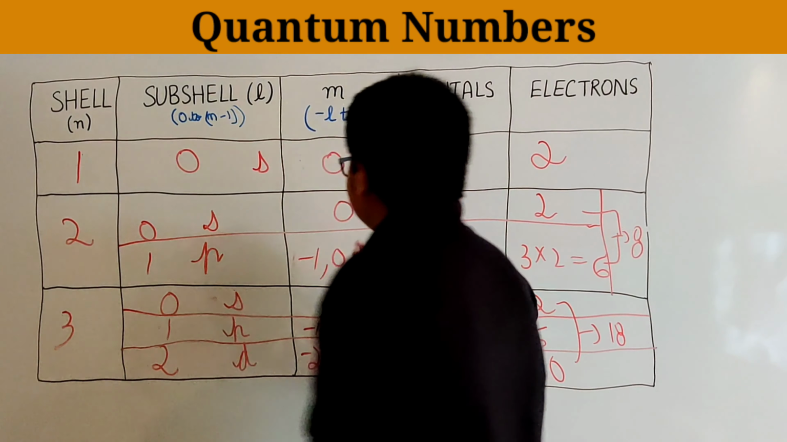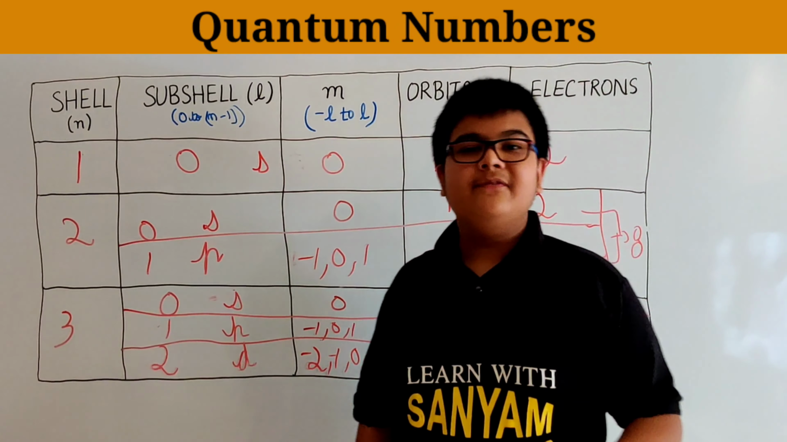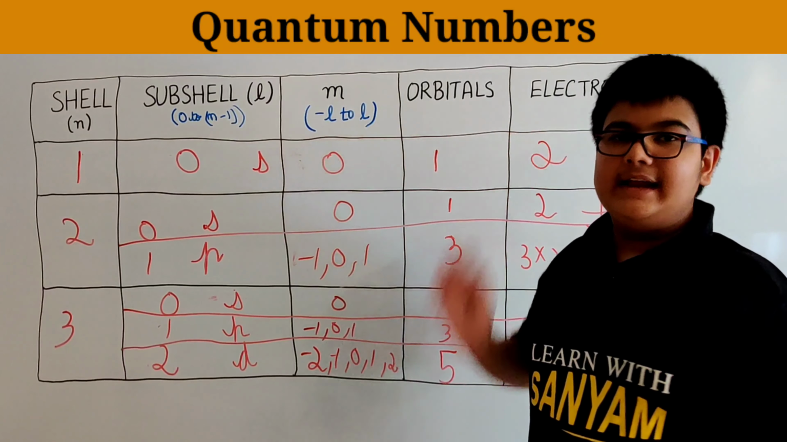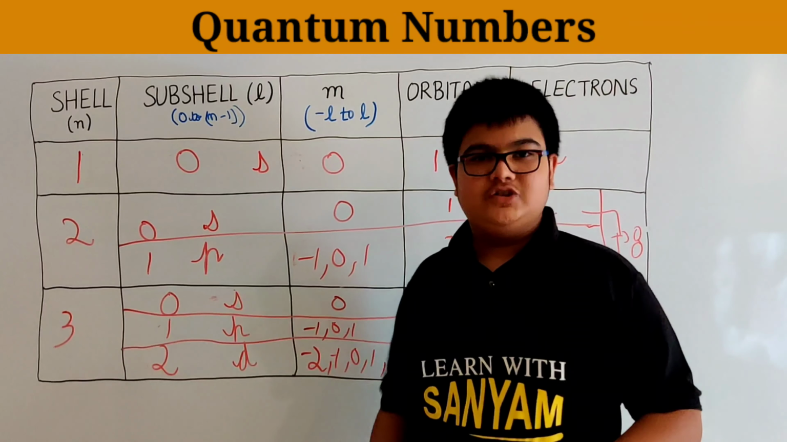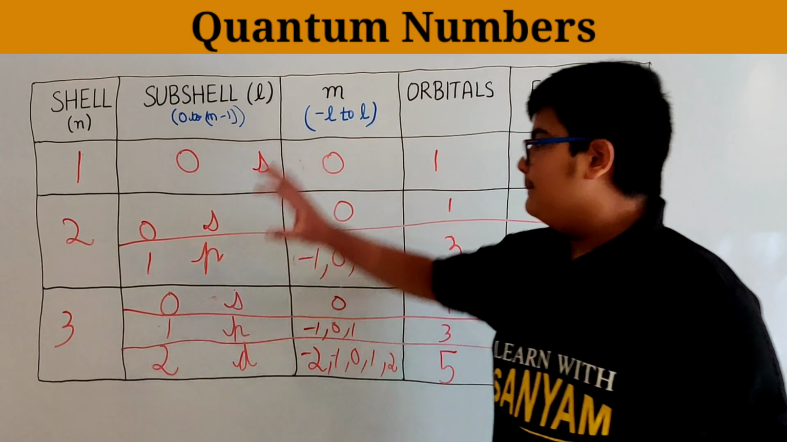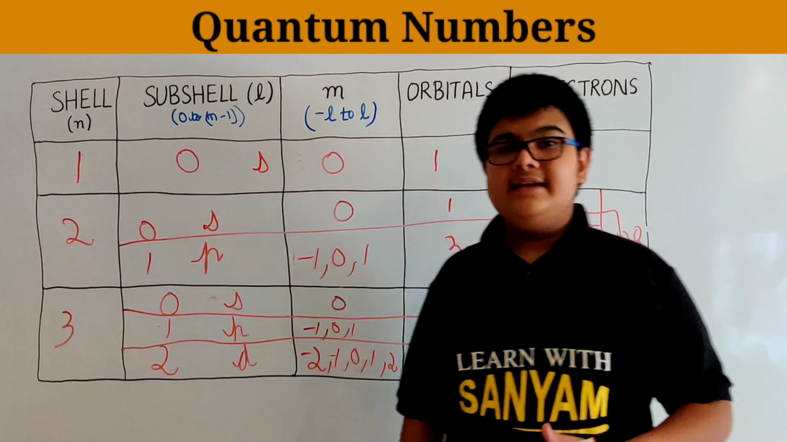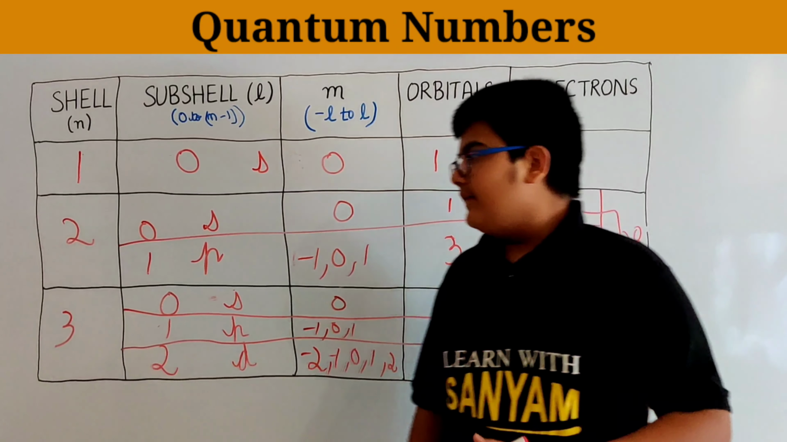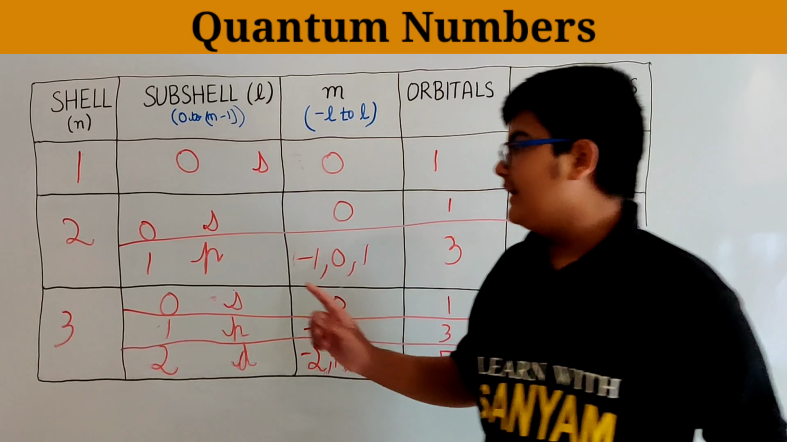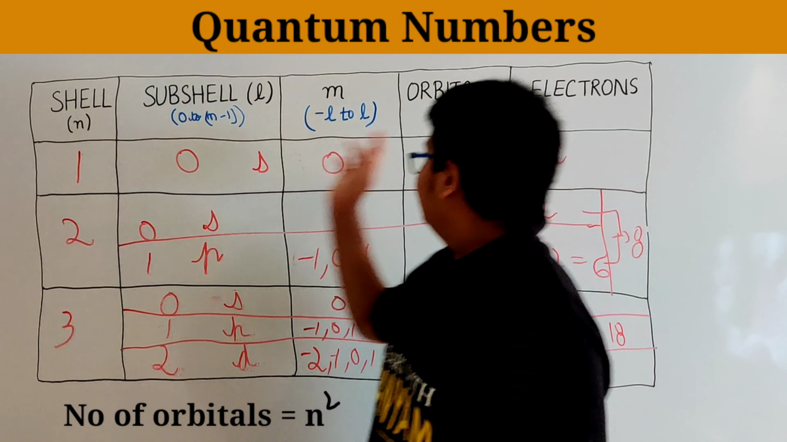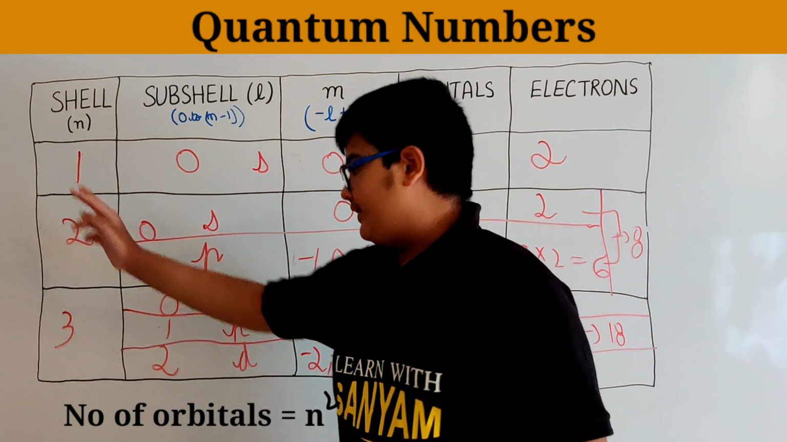So here we have completely filled this table, and similarly we can find the values of L, M and number of electrons when n is equals to 4. You can try it on your own. Now on the basis of this table, let's see few important formulas which we can get. So one important relation from here is that the number of orbitals is equals to n square.